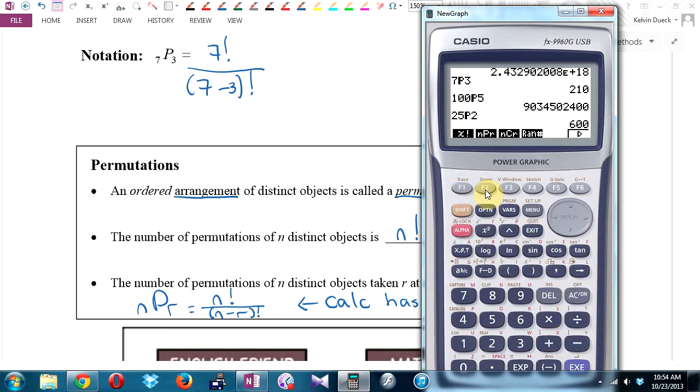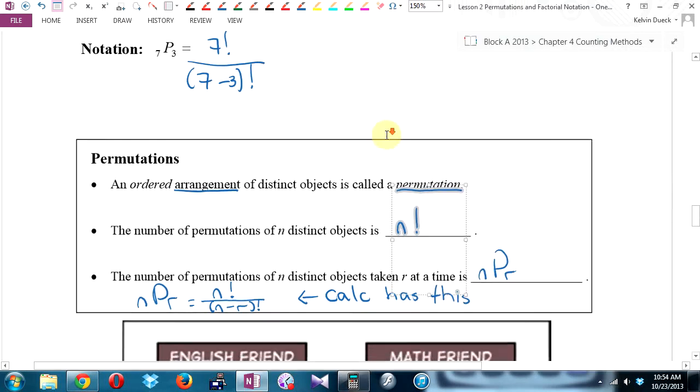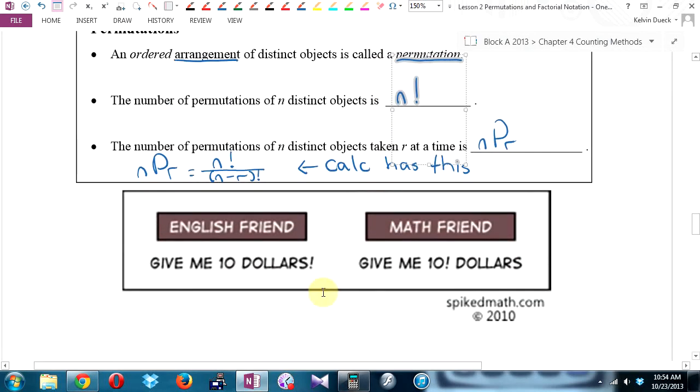With me so far? Have our lovely math comic. English friend says, gives me $10. A math friend says, give me 10 factorial dollars. What's the difference? Right?